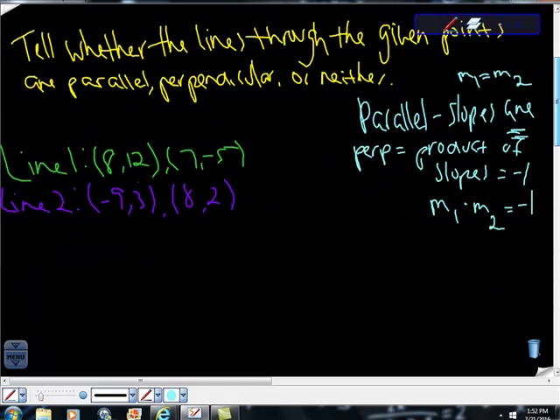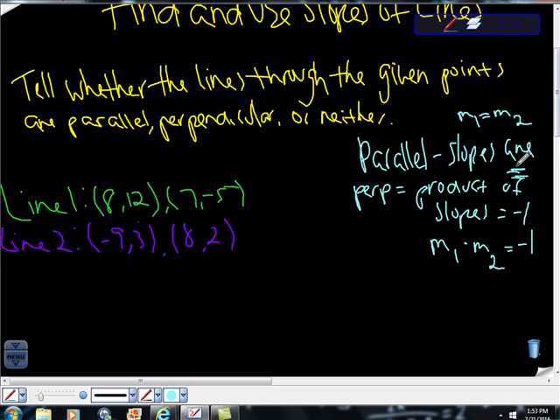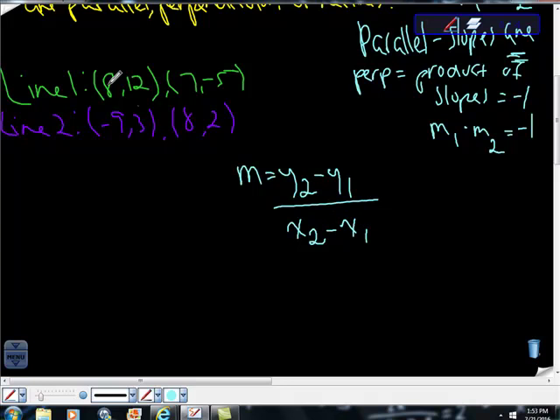Okay, so keeping that in mind, now let's look at our problems here. It says, tell whether the lines through the given points are parallel, perpendicular, or neither. If you don't know the formula for slope, it is m is equal to y sub 2, which is your second y value, minus y sub 1, over x sub 2, which is the second x value, minus x sub 1, which is this one. So now that we have our formula, let's try and find the slope of line 1.